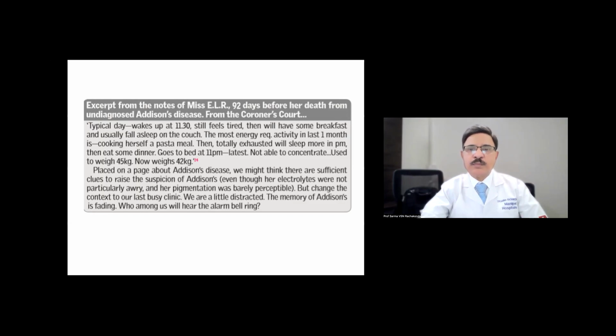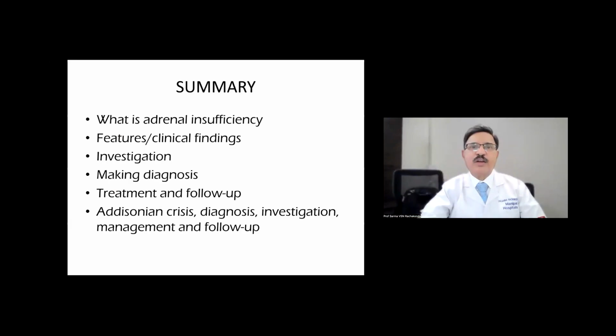People are forgetting Addison's disease. They are not considering that it is a very easily treatable disease. All you require is a hydrocortisone tablet and a mineralocorticoid tablet. The only thing is you should have a suspicion. Hyponatremia, hyperkalemia, hypotension, hypoactivity, hyperpigmentation: whenever you get somebody like that, you should think of it.